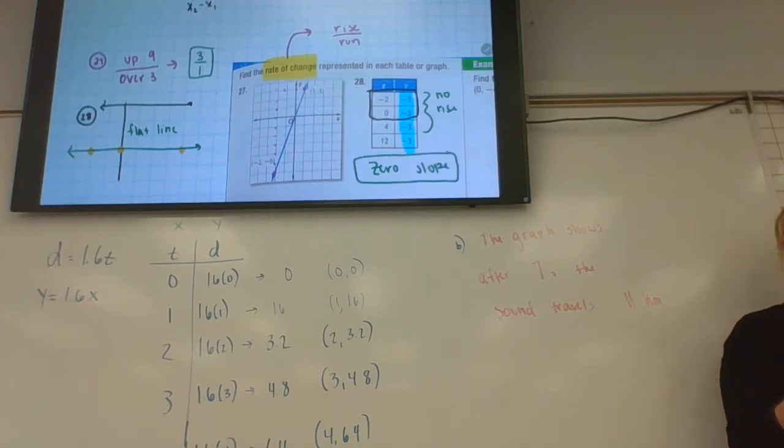Alright, flat lines, there's no hill, just like Florida. Like skateboarding in Florida, there's no hill, there's no change in altitude, the y doesn't change. Zero slope.